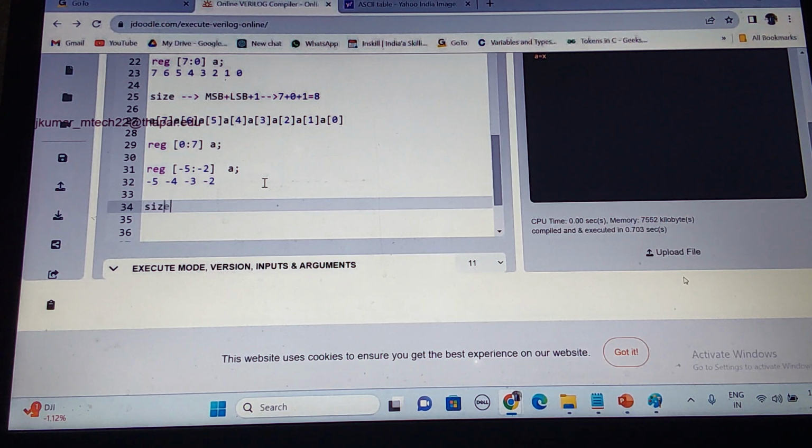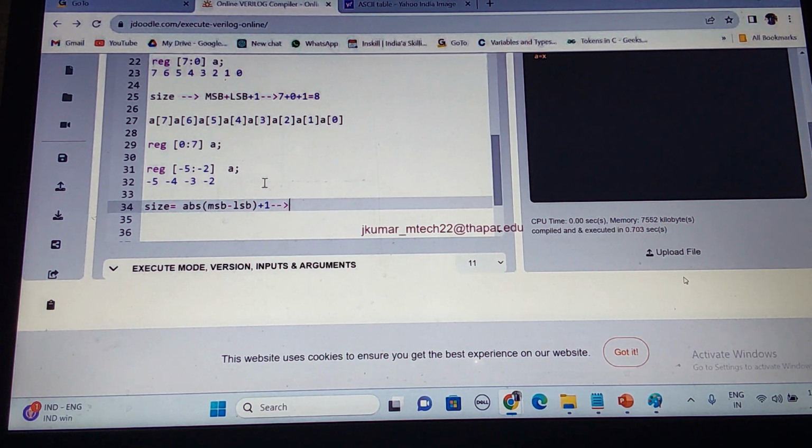So size is equal to, now I should take the absolute value. Absolute value of MSB plus absolute value of the LSB. So this is nothing but absolute value of MSB minus LSB plus 1. What is MSB? Minus 5. If I take the absolute value, minus 5 is nothing but 5. Did you understand? Or minus 5 minus of minus 2, what does it become? Minus 3. What is the absolute value of minus 3? Plus 3. Plus 3 plus 1 means 4. Did you understand?